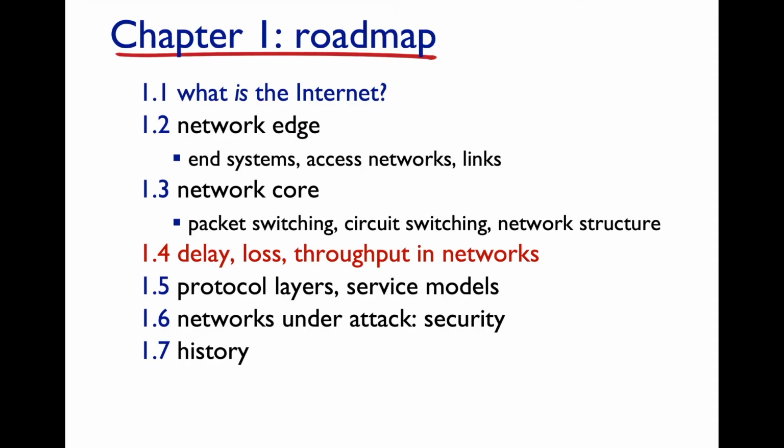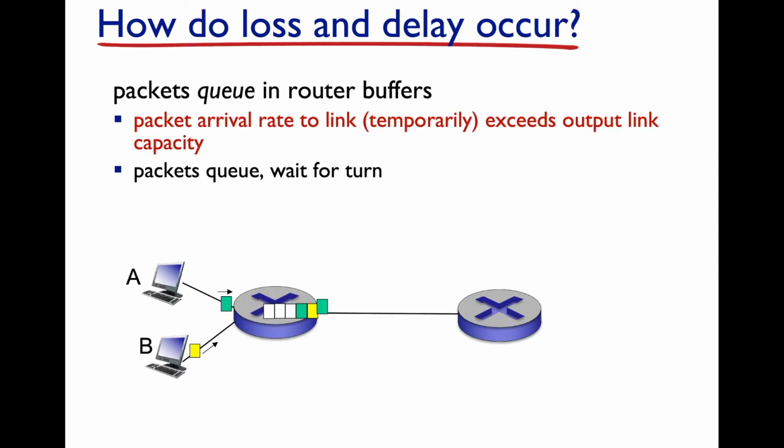So let's take a look at other metrics for looking at the performance of internet cabling and networks. How do loss and delay occur? Packets can accumulate in a router buffer if the arrival rate of packets coming into the link exceeds the rate at which those packets are transmitted out of the router. And when that occurs, packets will queue. They'll wait their turn to be transmitted.